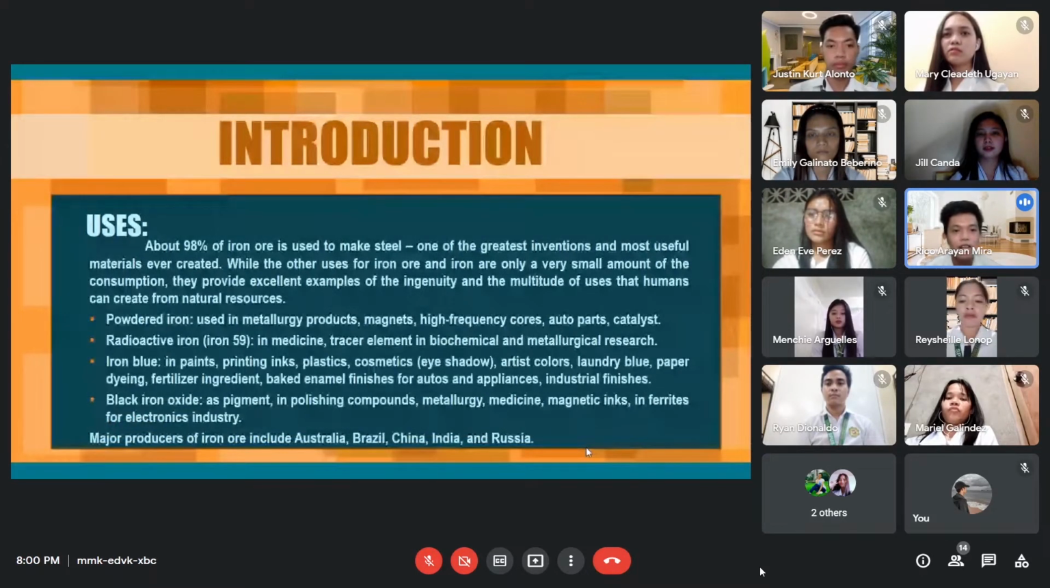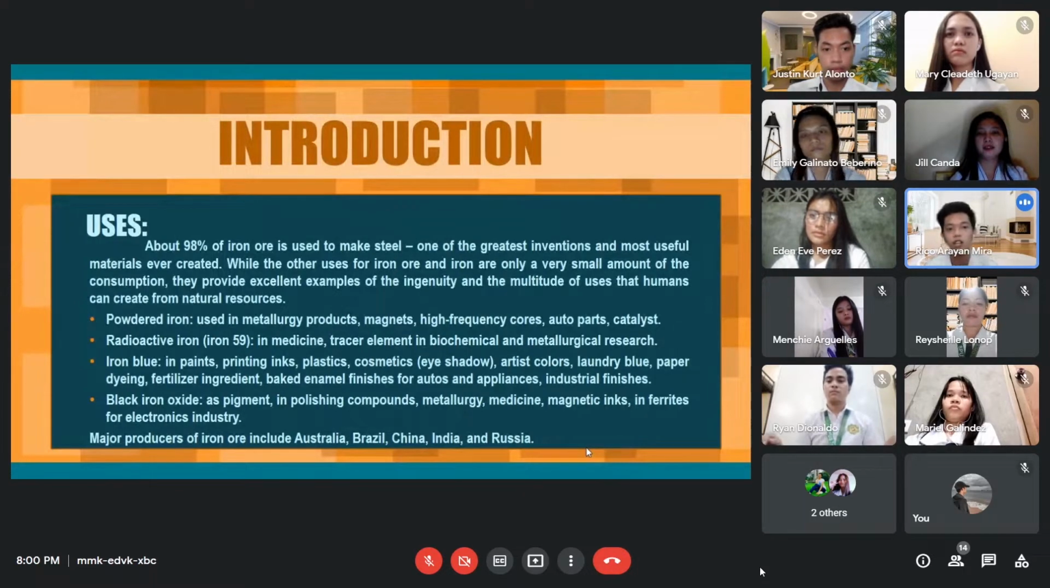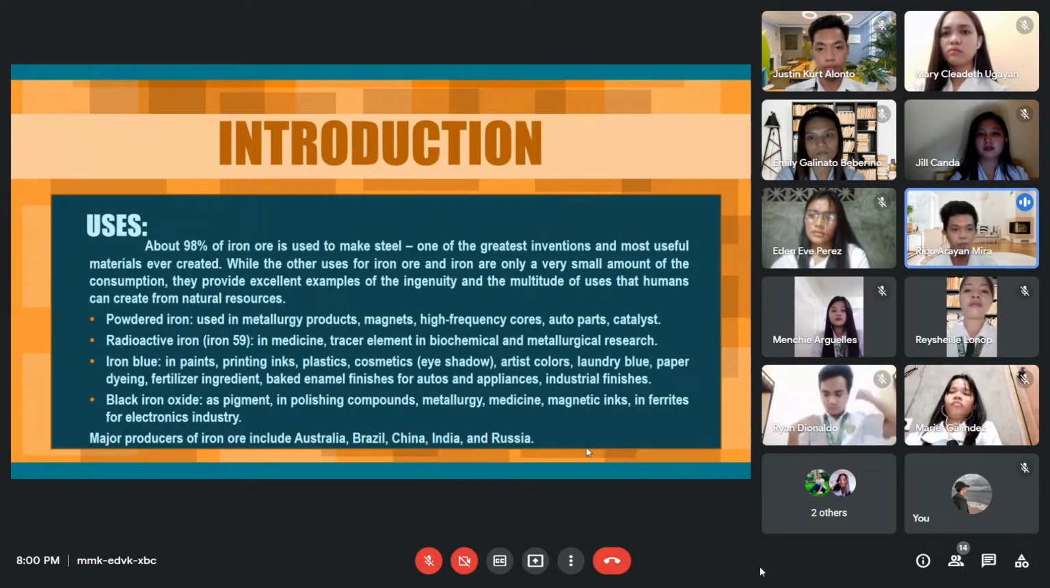About 98% of iron ore is used to make steel, which is one of the greatest inventions and most useful materials ever created. While the other uses for iron ore and iron are only a very small amount of the consumption, they provide excellent examples of the ingenuity and the multitude of uses that humans can create from natural resources. The following are the uses of iron deposits.